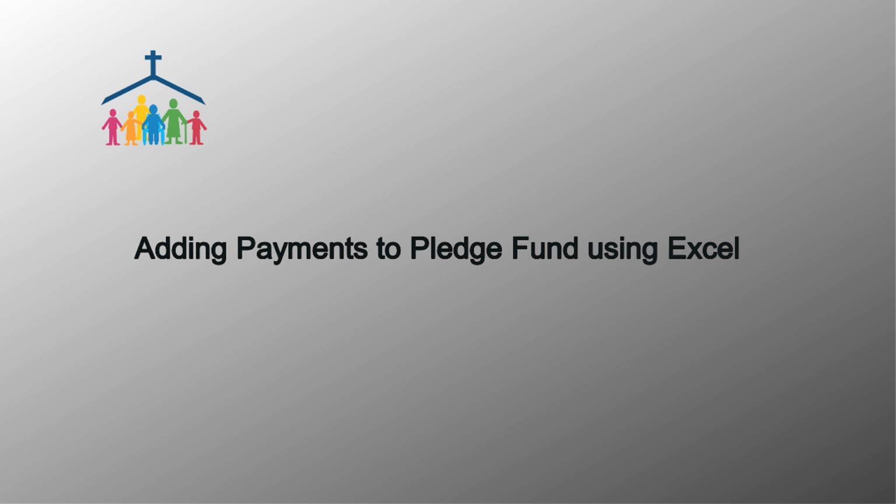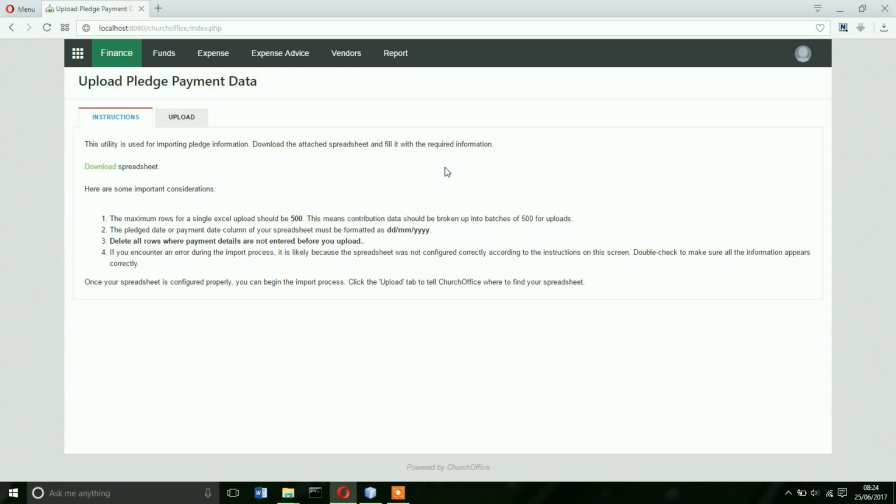Click on the Upload Pledges button. Please read the instructions carefully. To summarize, the maximum items we can upload should be 500 at a go. The payment date format should be 2 digits for the day, followed by a /, 2 digits for the month, followed by a /, and 4 digits for the year. Don't forget to delete all the rows where payment information is not entered.